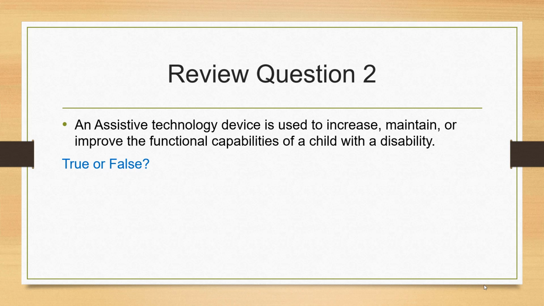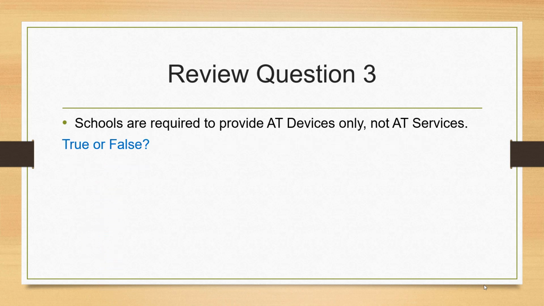Question 2. An assistive technology device is used to increase, maintain, or improve the functional capabilities of a child with a disability. True or false? This is true. Review question 3. Schools are required to provide AT devices only, not AT services. True or false?